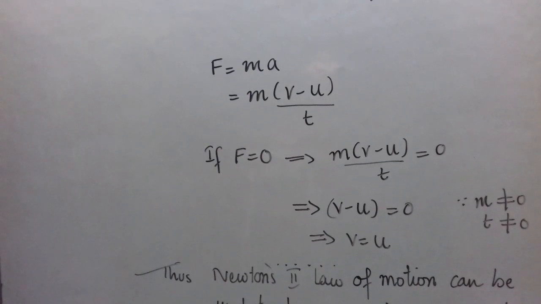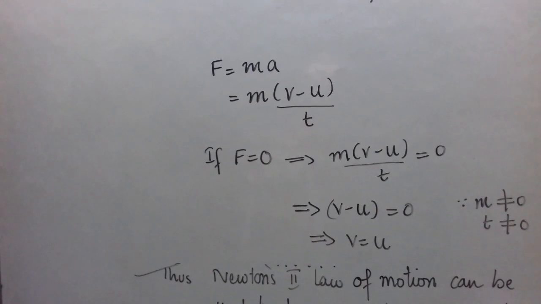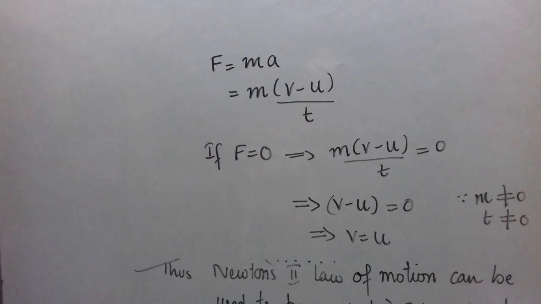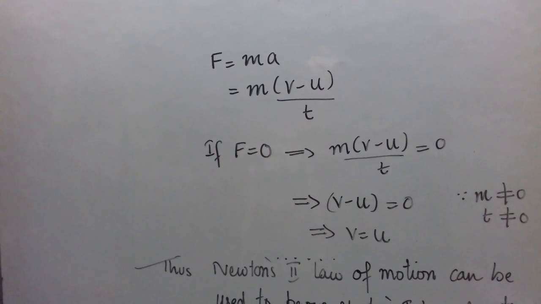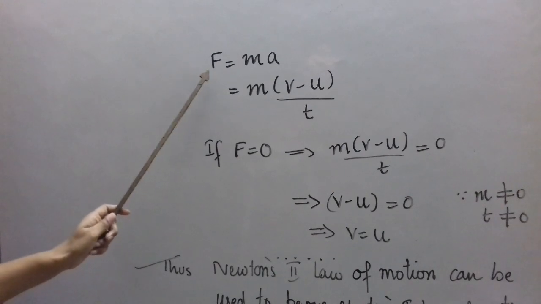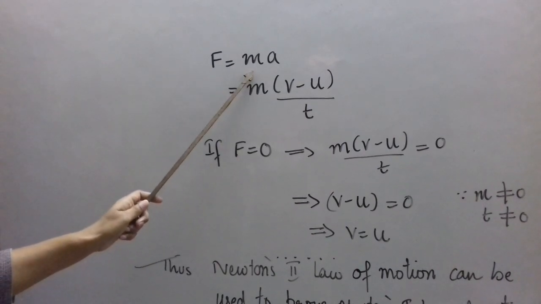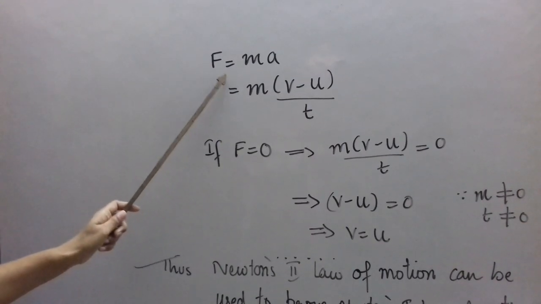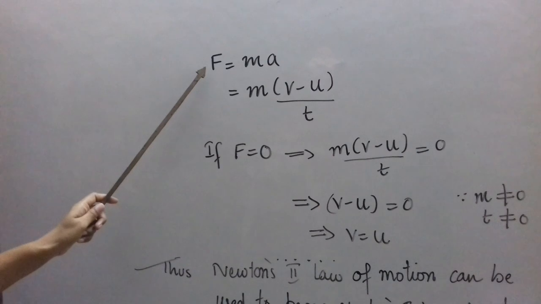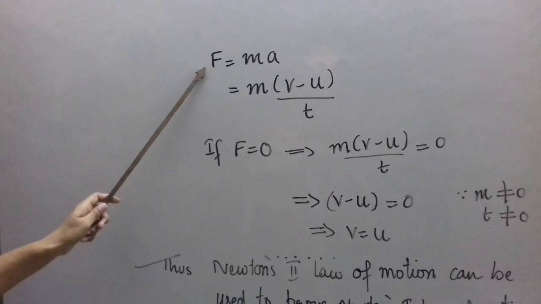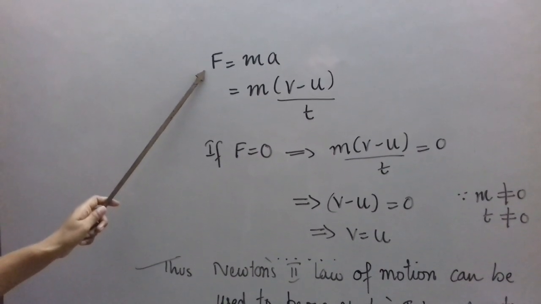And what is Newton's second law of motion? The rate of change of momentum of a body is directly proportional to the force applied and it takes place in the direction of the force applied. We know that from Newton's second law of motion, this is the result that we have got. We had derived this expression F is equal to ma from Newton's second law of motion. Now let us see how this law can be used to prove Newton's first law of motion.